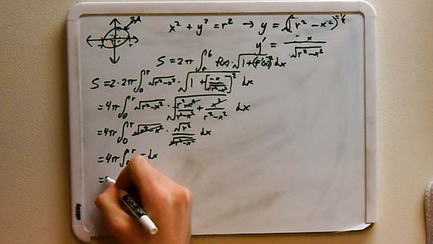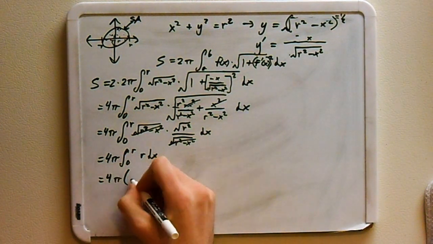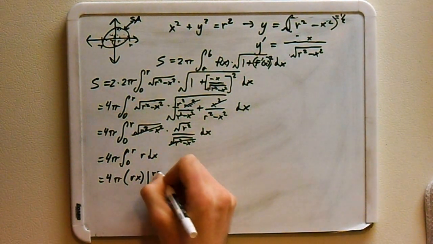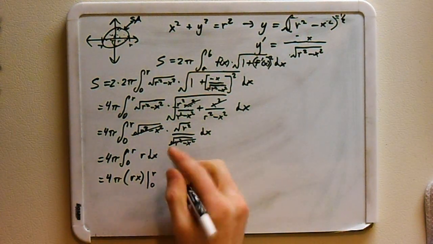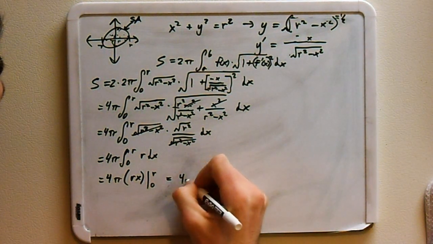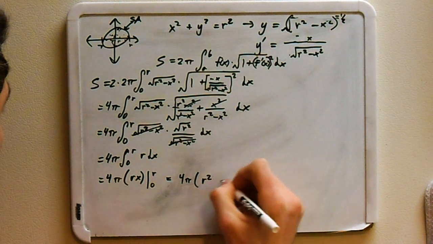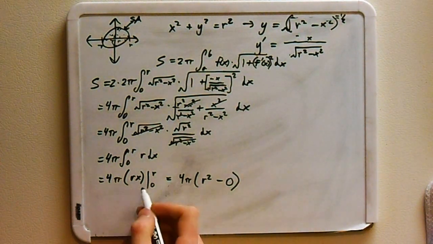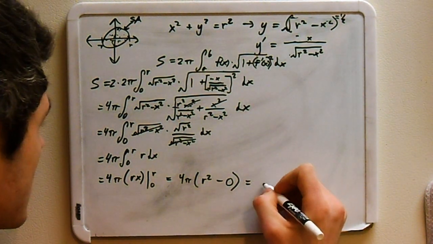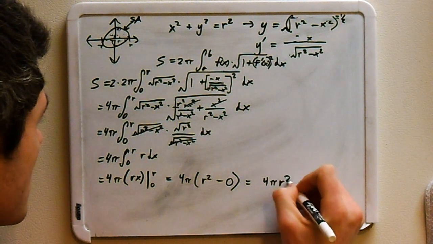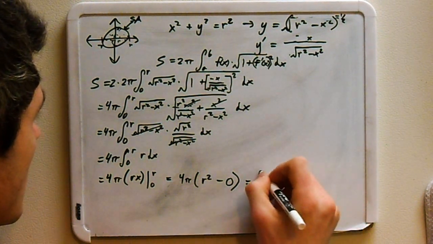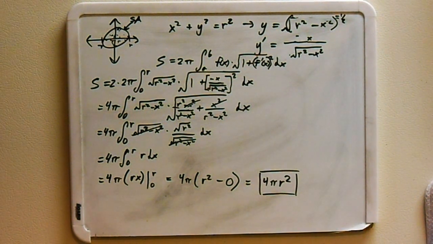Really simple from here. You get 4 pi rx evaluated from 0 to r. And so that gives 4 pi, you get r squared minus 0 when you plug in the 0. And you guys can see how that works out: 4 pi r squared. And that is the formula for the surface area of a sphere, derived using calculus.